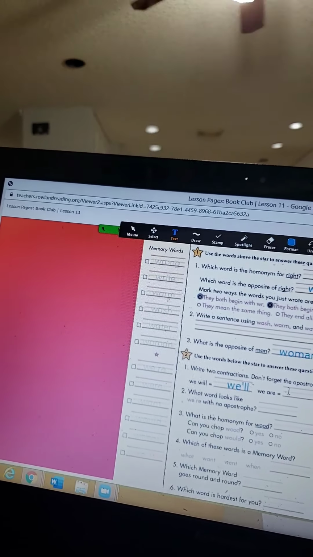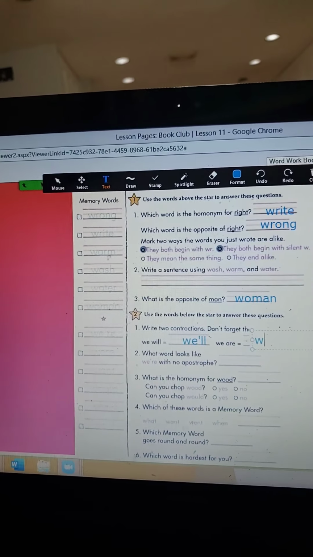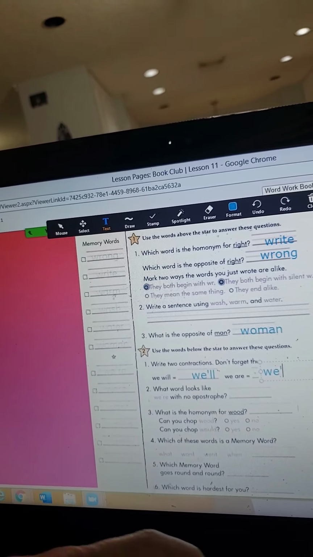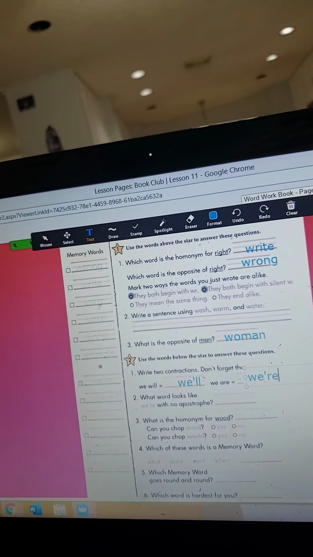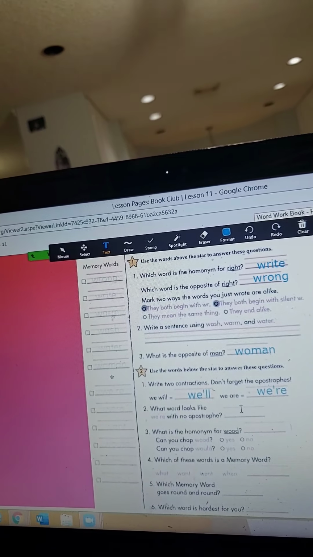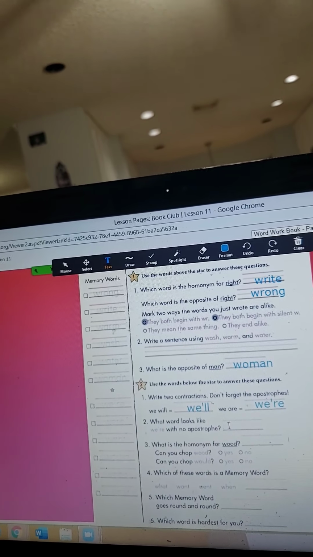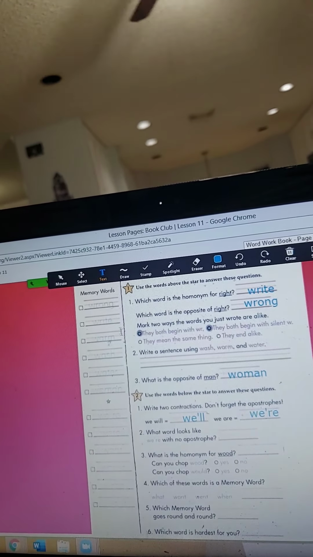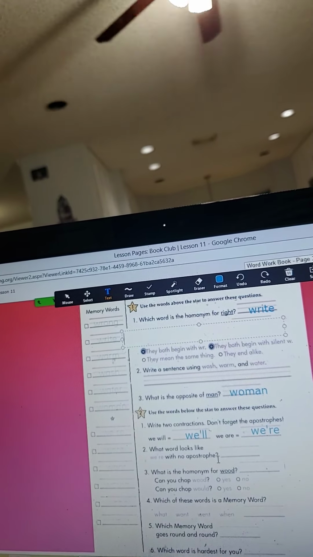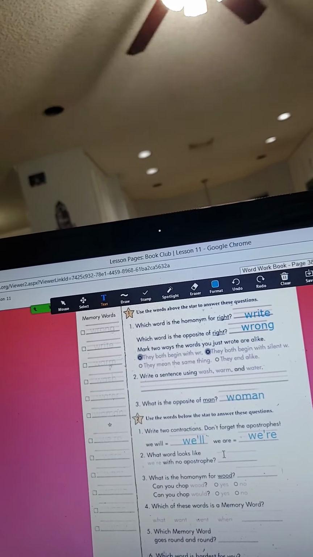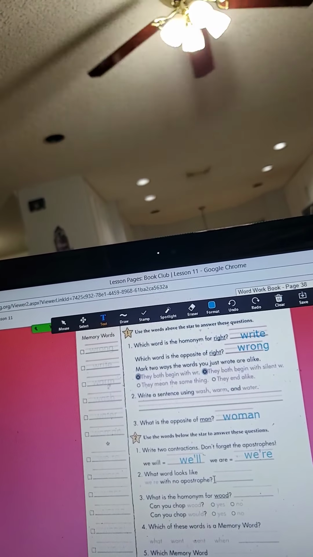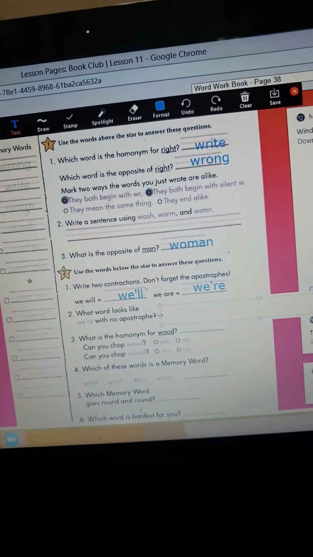Okay, we are becomes we're. WE apostrophe RE. We're. Okay. What word looks like we're with no apostrophe? Now that's the word were. So let's do that one. So that would be were.